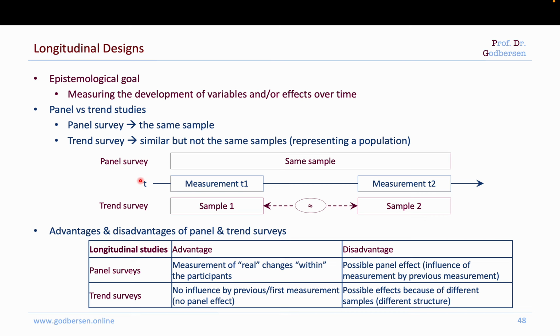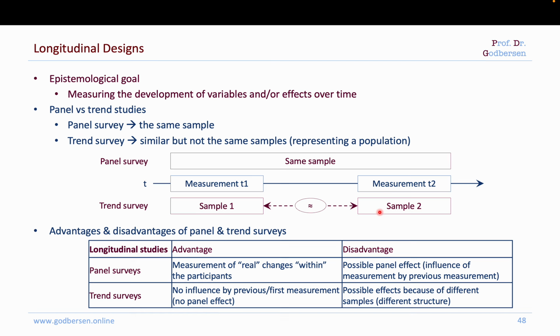Perhaps this figure makes this clear. We have 2 points in time when we're measuring, T1 and T2. With a panel approach, we have the same people. With a trend survey, we ask one sample that should represent a population, and that is similar to our second sample, but it is not the identical people.